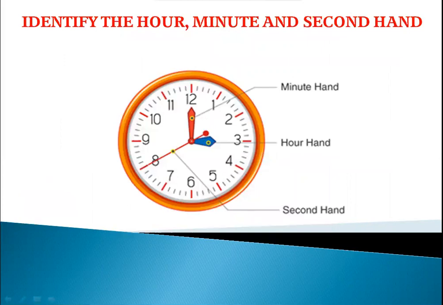Okay, now if you look at this clock, it's showing us what you need to know. You can see your minute hand, this red one. Your hour hand is usually shorter, and in this picture, it's been colored blue to make it easy for you to identify. And this is your second hand. This very long red is the second hand.